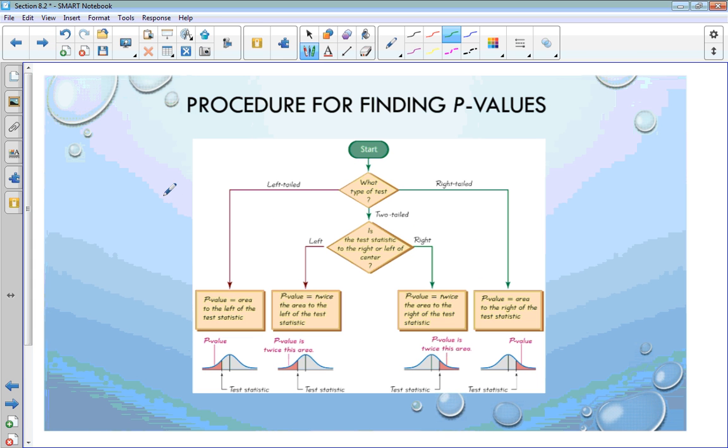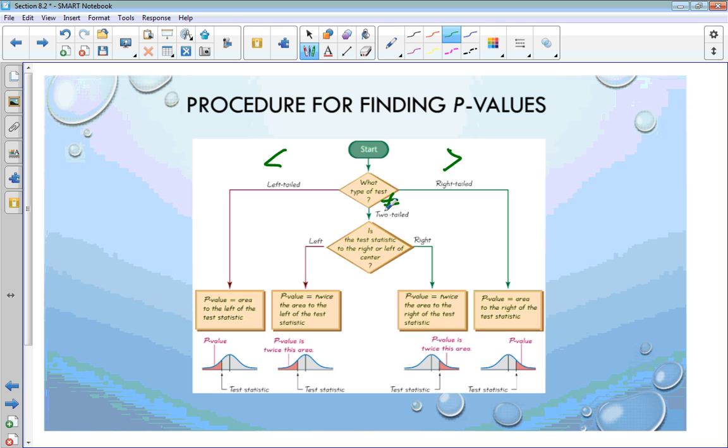So here's our procedure for finding our p-values. We have to decide if it's a two-tailed test, a left-tailed test, or a right-tailed test. And we already know that a right-tailed test is going to be greater than, a left-tailed is going to be less than, and a two-tailed is going to be not equal.